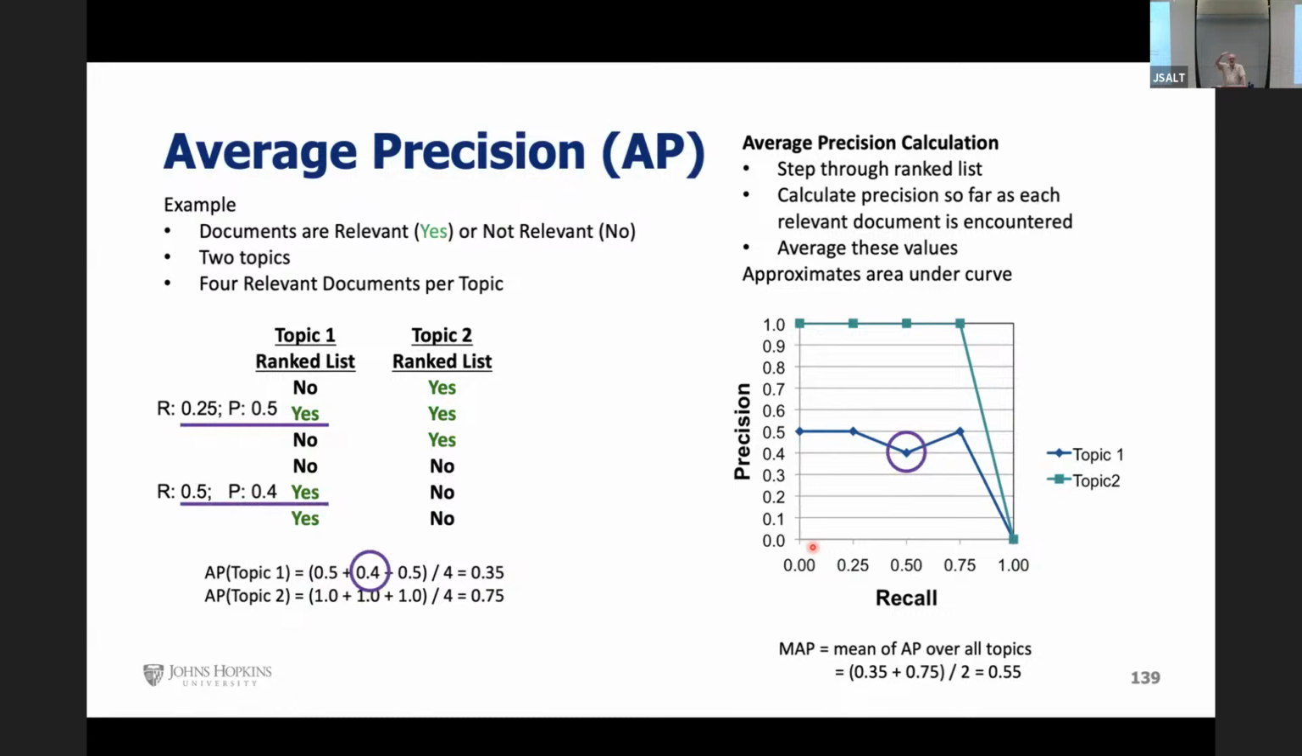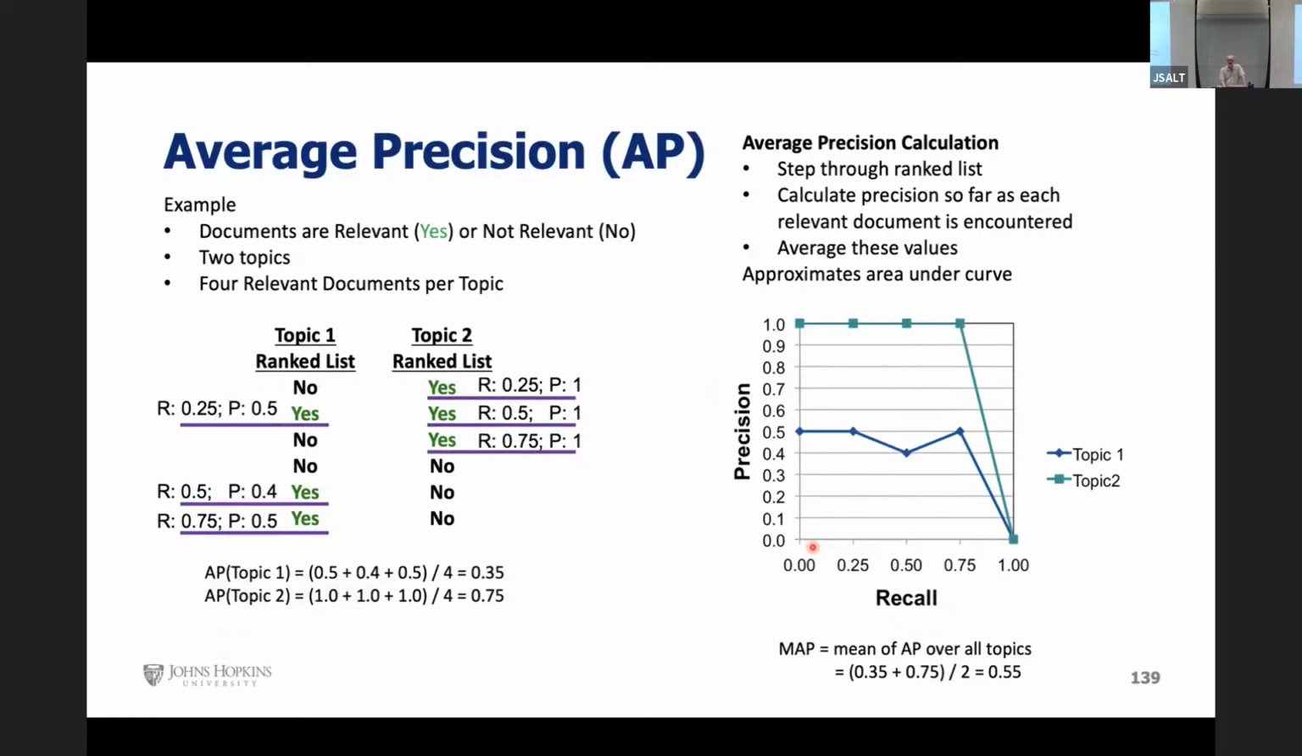We then look down to the next relevant document, and here we're at 5 retrieved documents. 2 of them are relevant, so our precision is 40%. And we found half of the 4 relevant documents, so our recall is 50%, and so on. You do that, and you get the curves like you see on the right, and some other examples.